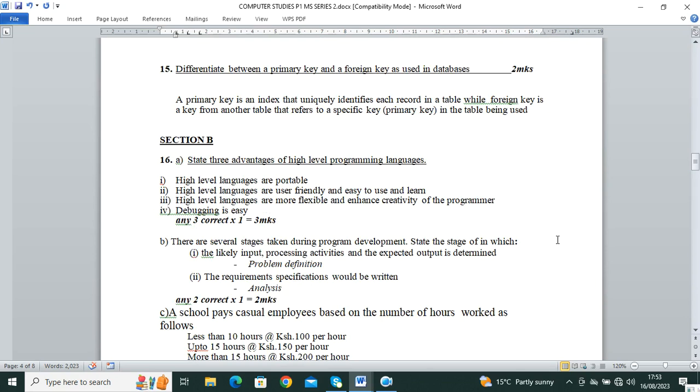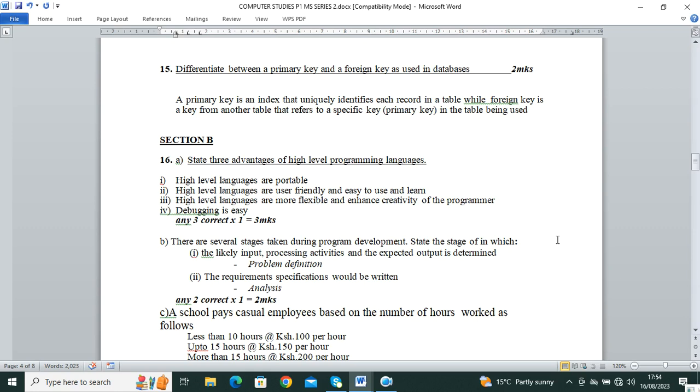Then differentiate between a primary key and a foreign key as used in database. Guys, people don't really understand the difference between a primary key and a foreign key. So, for example, if you have a table with a doctor ID, that is from the doctor's table, then you have the same doctor's ID in the patient's table. In the doctor's table, the doctor ID is the primary key, but since it has been repeated in the patient's table, it becomes now the foreign key. So a primary key is an index that uniquely identifies each record in a table, where a foreign key is a key from another table that refers to a specific key, that is the primary key in the table being used. Guys, you can watch videos from my YouTube channel explaining practically the difference between a primary key and a foreign key.